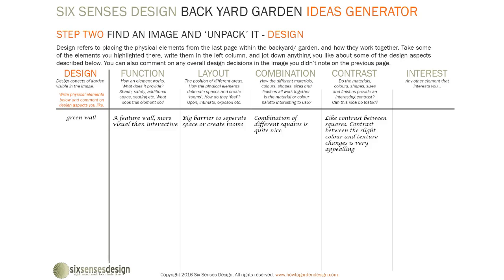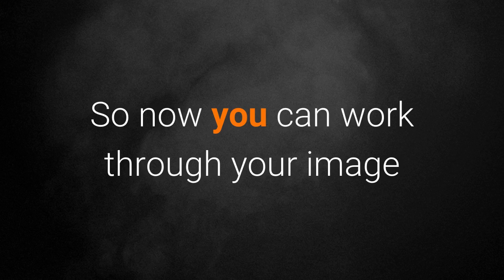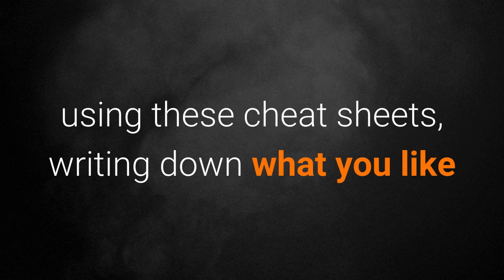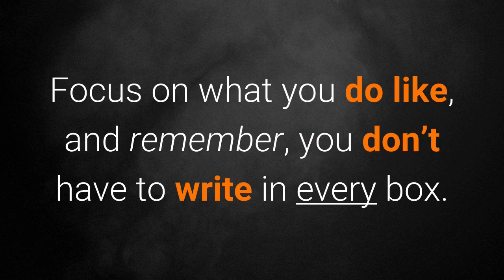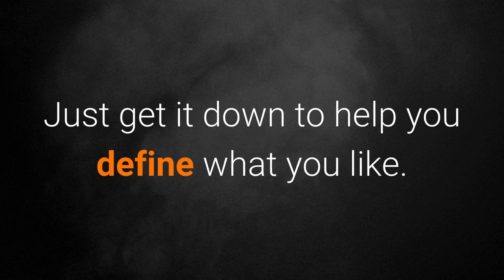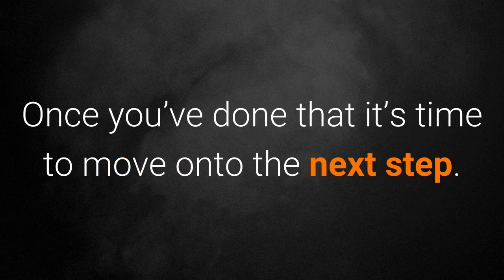If I had a few more things I liked, I'd add some more information to this page. So now you can work through your image using these cheat sheets, writing down what you like under the right category. Focus on what you do like, and remember, you don't have to write in every box. Just get it down to help you define what you like. Once you've done that, it's time to move on to the next step.